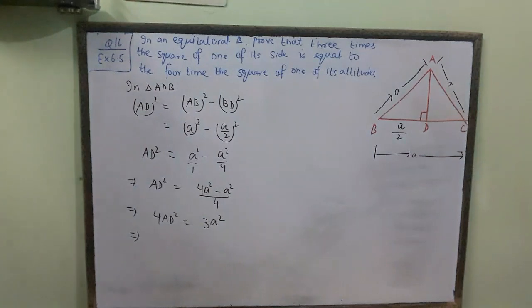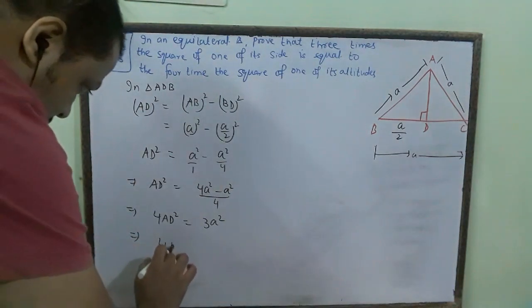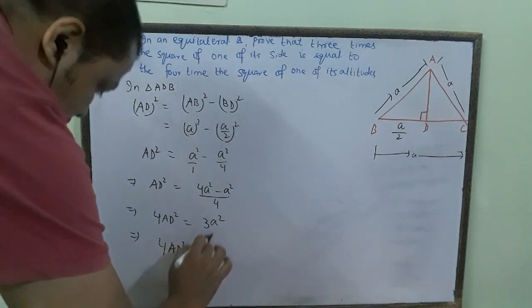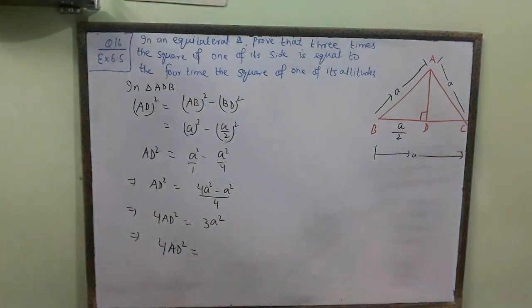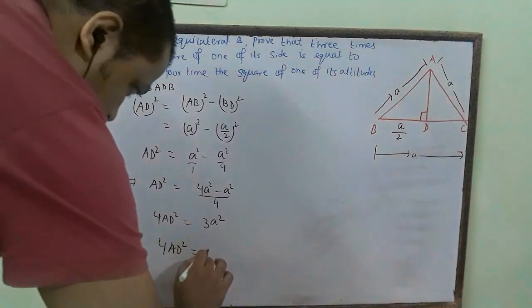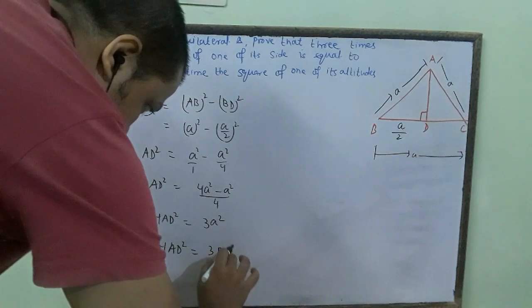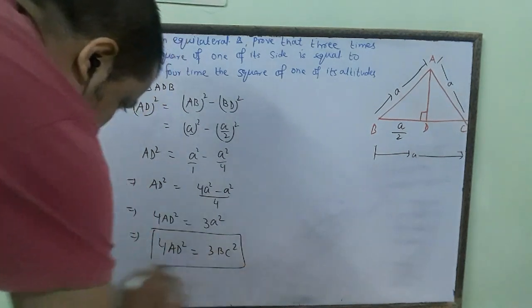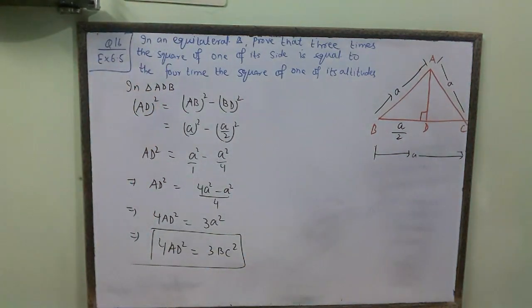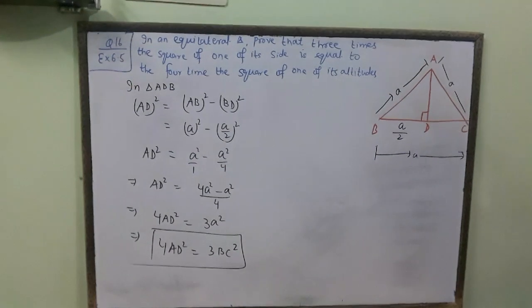And this will be the proof here. It is proof that 3 times the square of one of its sides is equal to 4AD square. We can put the value of any one. We can say BC, we can say AB, we can say AC. So I am putting this one 3BC square. This is the proof of this question. That is question number 16.